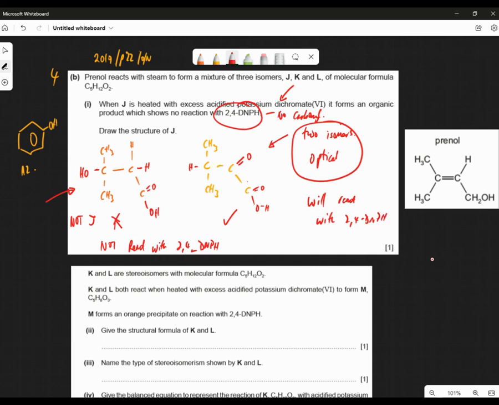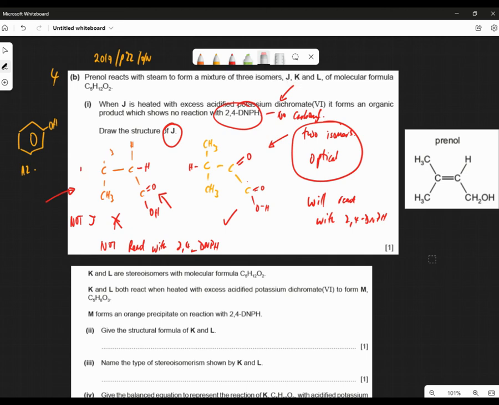Okay, so that's quite complicated. I must admit, there's a lot going on there. But let's have a look at it. When J is heated with excess acidified potassium dichromate, obviously that's going to oxidize things. It forms an organic product which shows no reaction with 2,4-DNPH. So this is the oxidative product, but it doesn't want that. It wants J. So we've got to backpedal a bit and try and remember what J was.